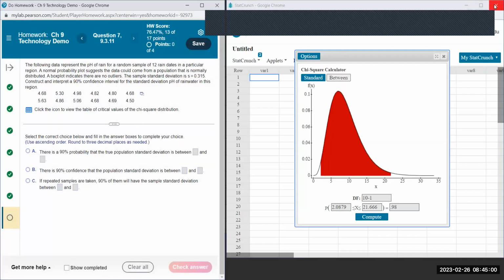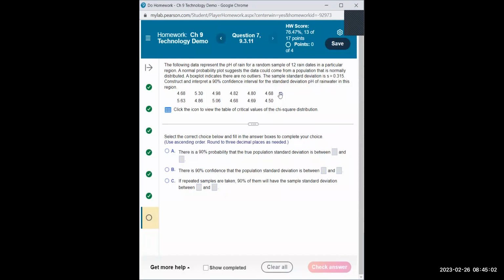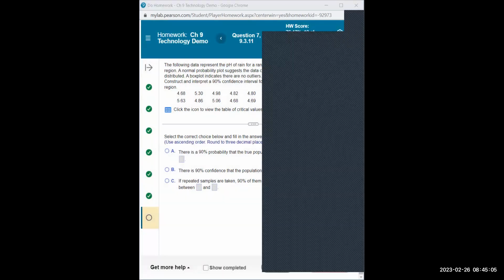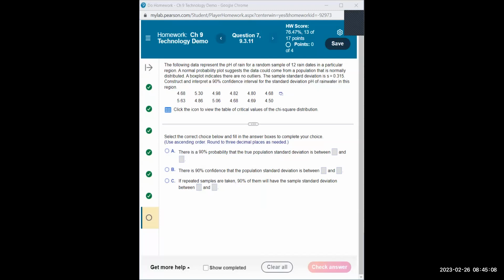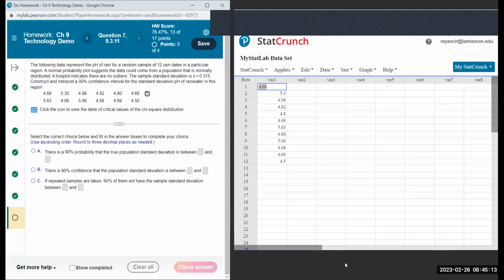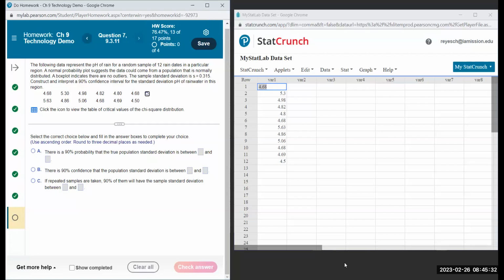So let me close this one because now we have a table that we're going to open up in StatCrunch. So let me get that ready. The following data represent the pH of rain for a random sample of 12 rain dates for a particular region. It is a measurement, so we should have a sample size of greater than 30, or the data doesn't have any significant outliers. It's roughly normal to begin with. A normal probability plot suggests that the data could have come from a population that's normally distributed. Okay, so they checked it for us.